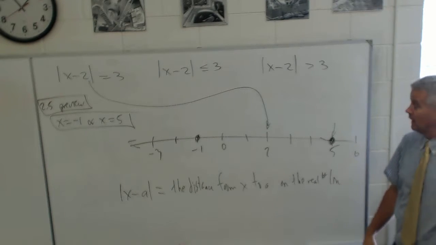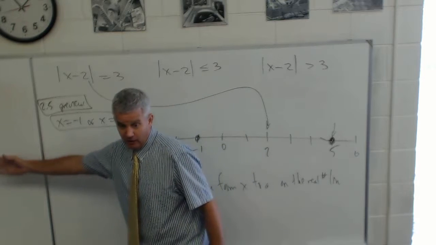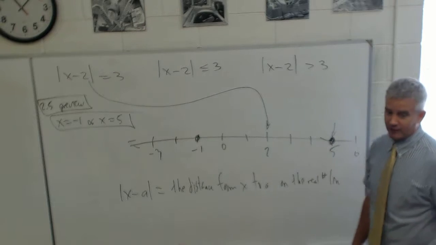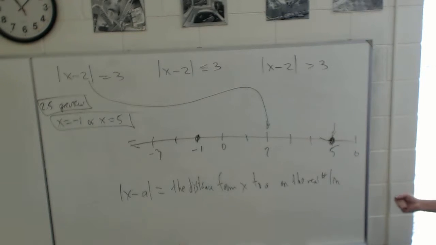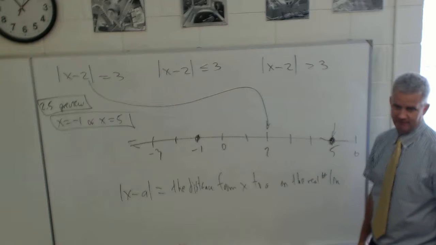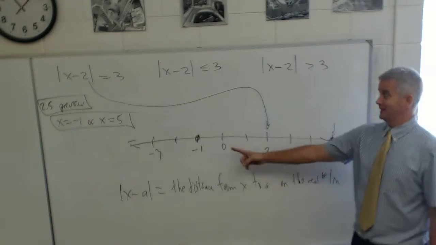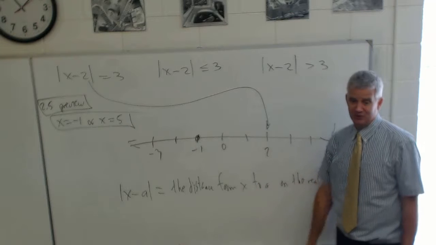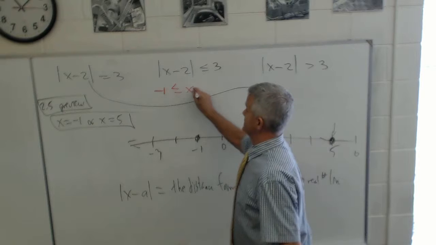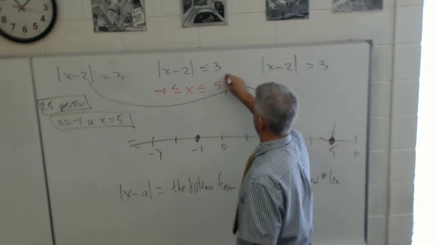Anywhere from 5 down. Anywhere from 5 down, forever? Yeah. Really? No, here, I got to be less than 3 away. Here I'm like 100 away, 1,000,000 away. Where can I be? My distance from 2 has to be less than 3. I can't get to the right of 5, can I? What can't I get to the left of? You told me that -1 was 3 away from 2. So my answer here is -1 is less than or equal to x is less than or equal to 5.